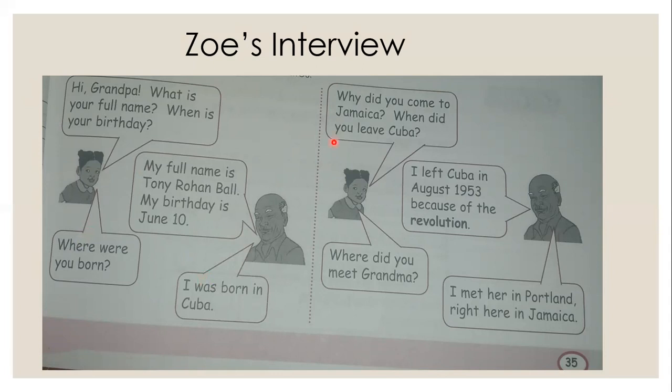Then Zoe said, "Why did you come to Jamaica? When did you leave Cuba?" Grandpa said, "I left Cuba in August 1953 because of the revolution." Now Zoe said, "Where did you meet Grandma?" Grandpa said, "I met her in Portland, right here in Jamaica."